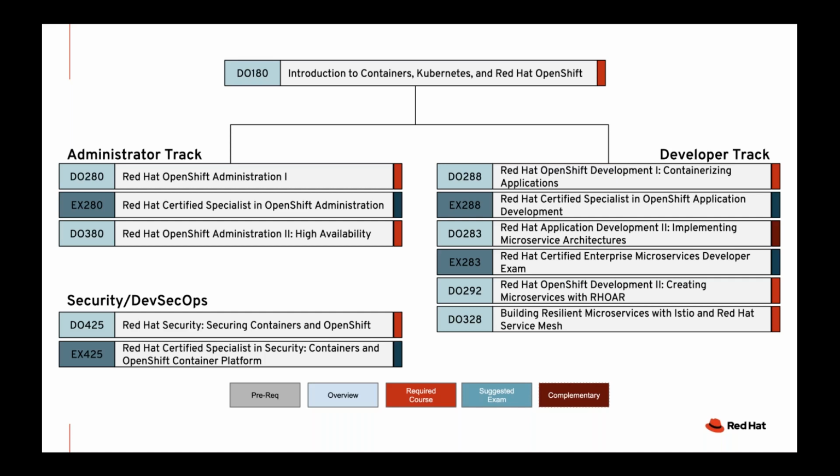For the administrators, how do you stand up the platform? How do I manage these resources? How do I deploy containers within the platform? The security DevSecOps folks, how do I secure the container images themselves? How do I secure the platform? And then again, for developers, how do I take our existing applications and containerize them? How do I leverage and build out a CI/CD pipeline? How do I implement and create microservices and build resilient microservices with things like Istio and Service Mesh?